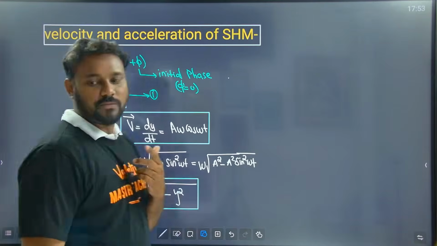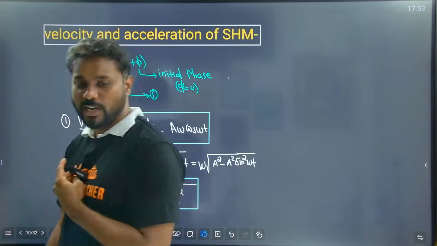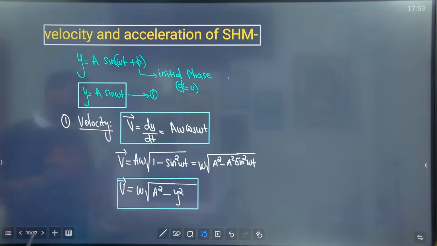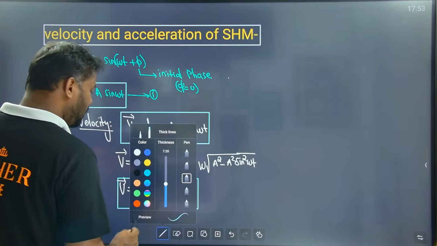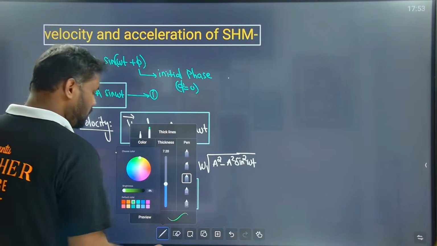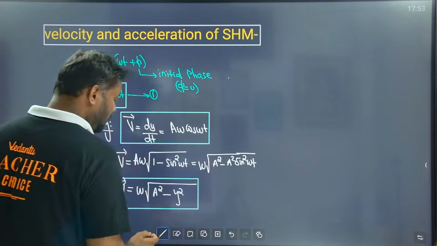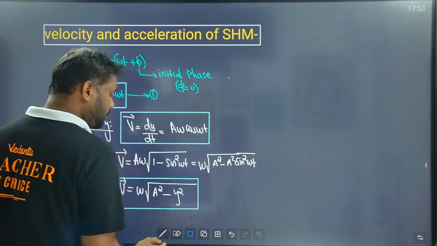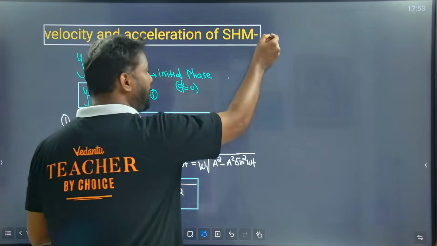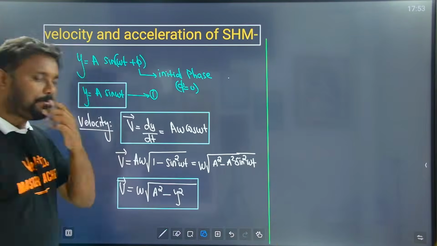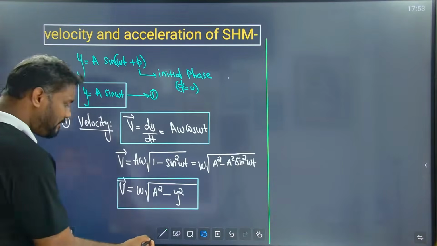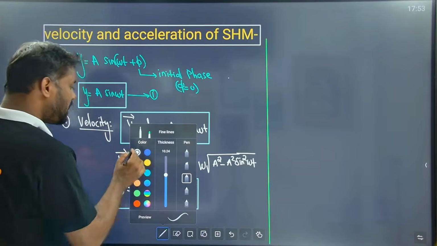This is how we can represent the velocity vector. Yes or no? Everybody got the point? This is a very important idea. You must know how to represent that velocity vector in one-dimensional motion, that is, simple harmonic motion. Is it clear? This must be known clearly. Yes or no? Now, if we start, a very important relation is this.